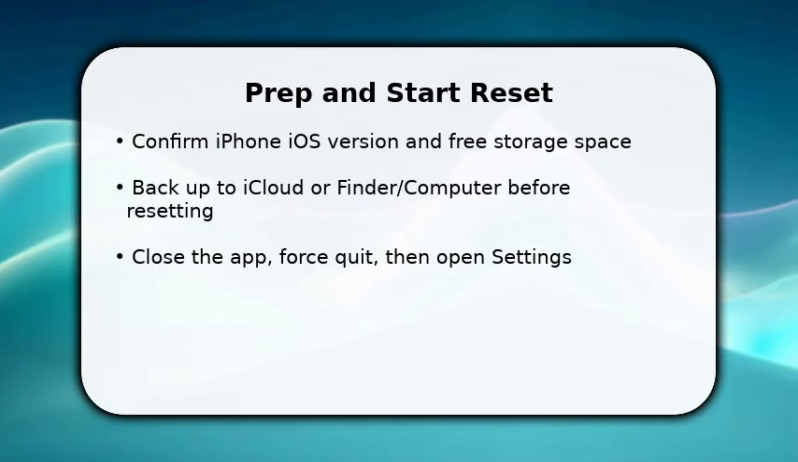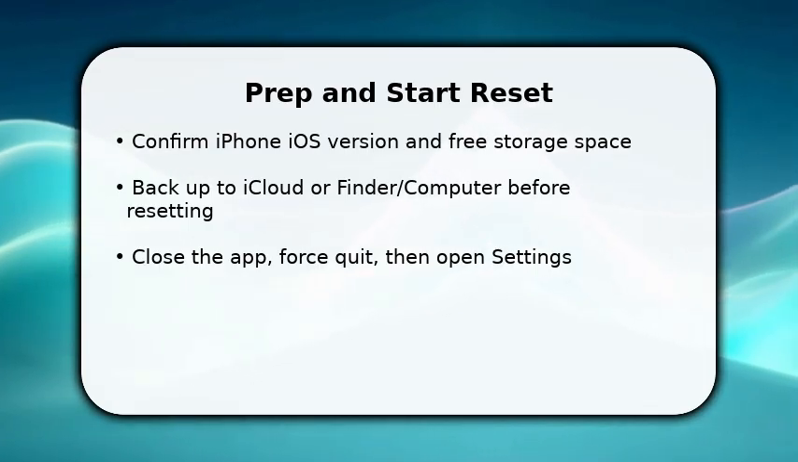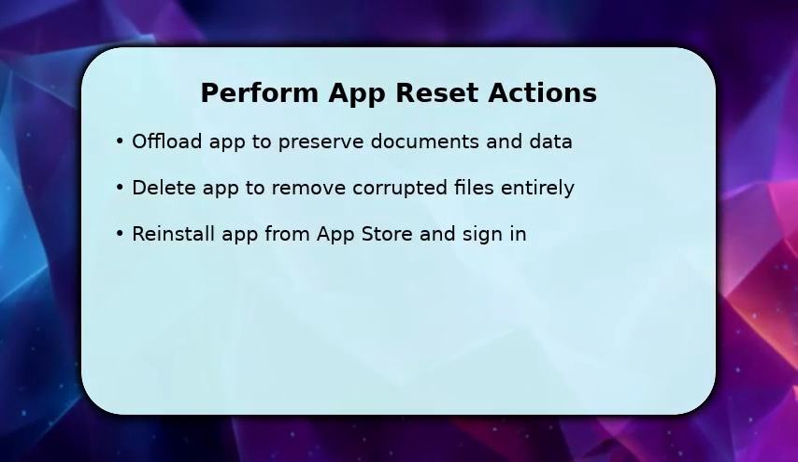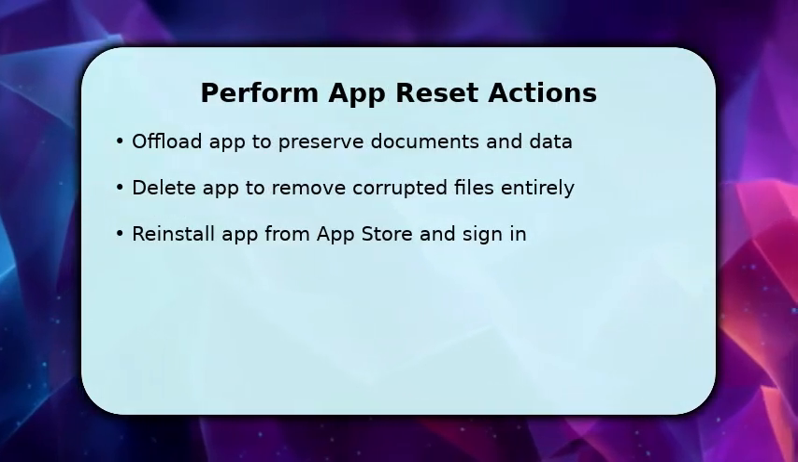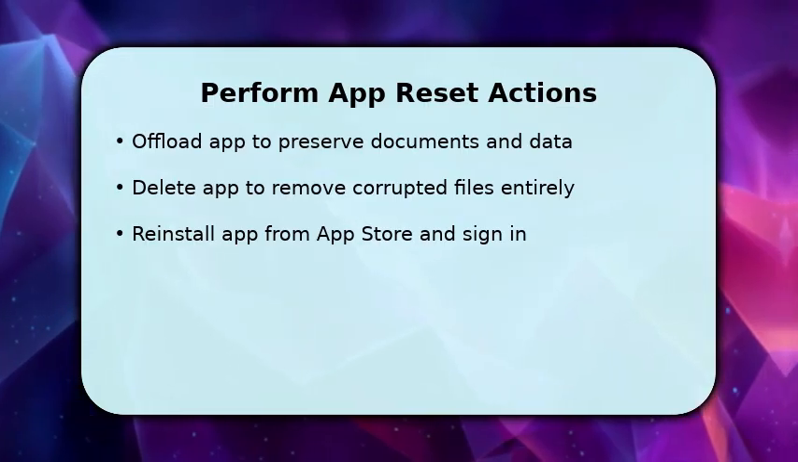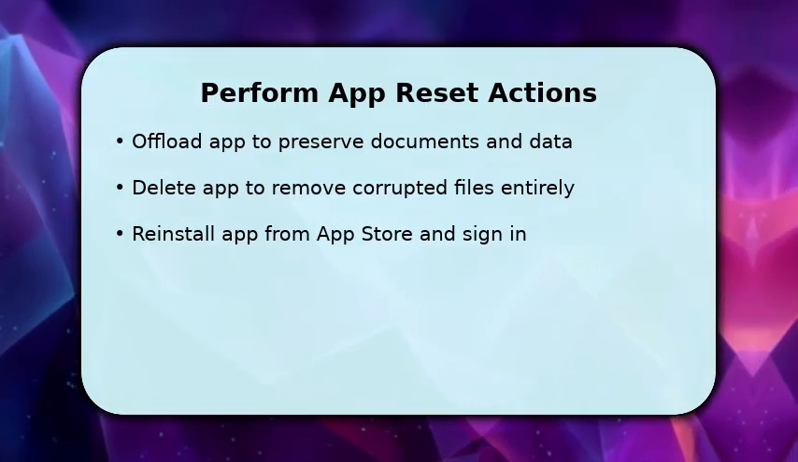Then open Settings and navigate straight to the App Settings or General > iPhone Storage to locate the app. You do this to avoid data loss and to target the app specifically rather than performing a full device restore. You now perform the central reset. Choose Offload App if you want to keep documents and data but refresh the app binary. This reinstalls without touching stored files.